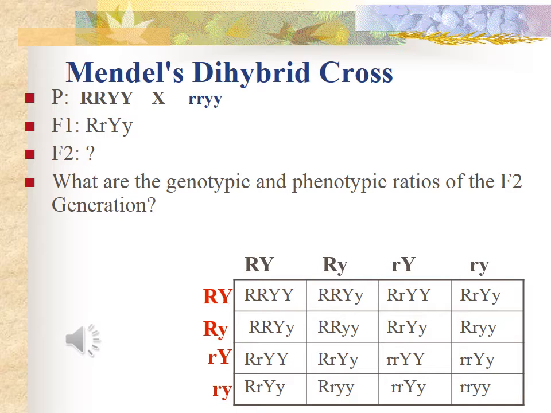You have to use the 13, 14, 23, and 24 rule again. So if you've got these, 13 would be big R, big Y, 14 would be big R, little y, 23 would be little r, big Y, and 24 would be a little r, little y, and you put those across the top.